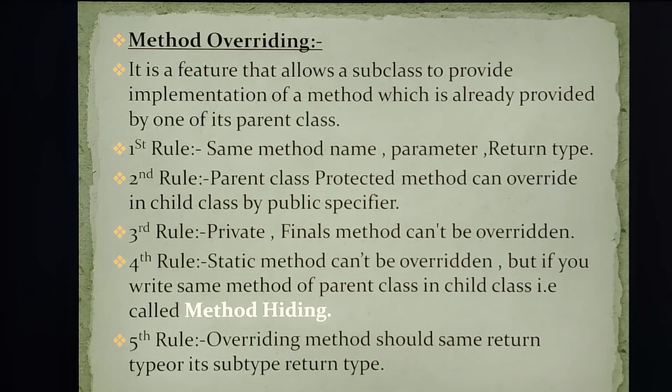So if I create the object of the child class, but I am calling by using the parent class reference, it will call the parent class static method. If I create the object by using the child class reference, then it will call the child class static method. That we will see in the code. Fifth rule: the overriding method should have the same return type or its subtype return type. That also we will see in the code.